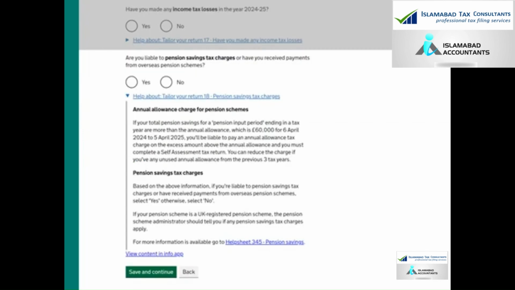You'll need to answer yes to this question if your total savings for a pension input period ending in a tax year are more than the annual allowance. The annual allowance for the tax year 2024 to 2025 is £60,000. You can find out more in the Help About link, which also has a link to Help Sheet 345, Pension Savings.